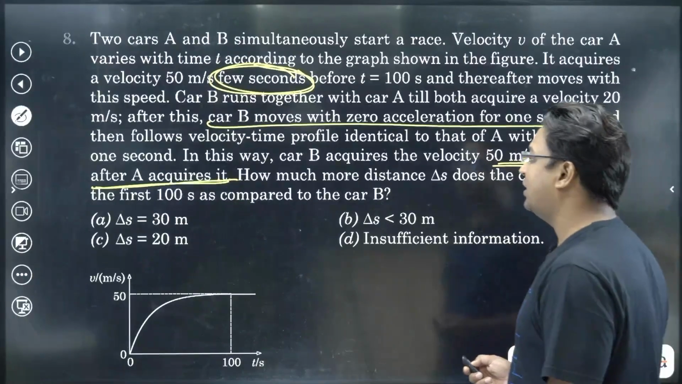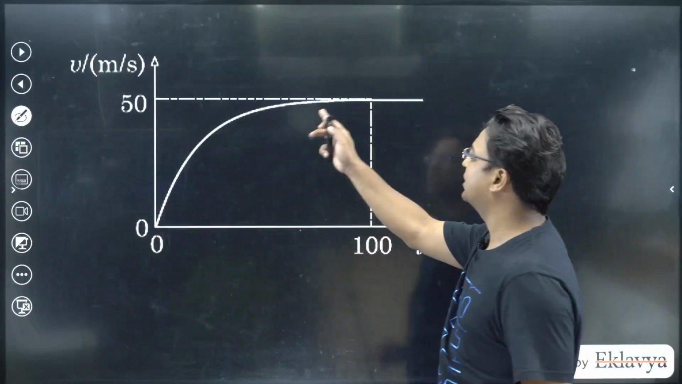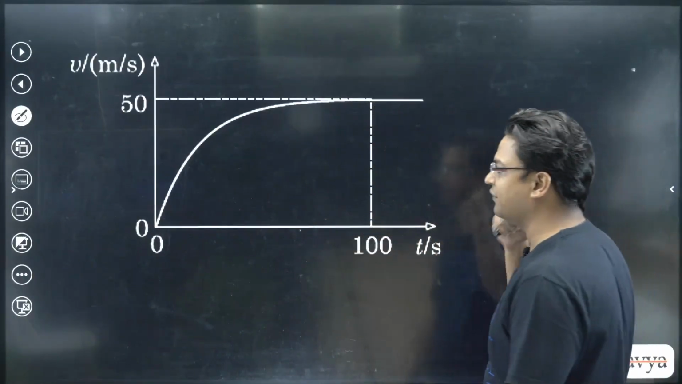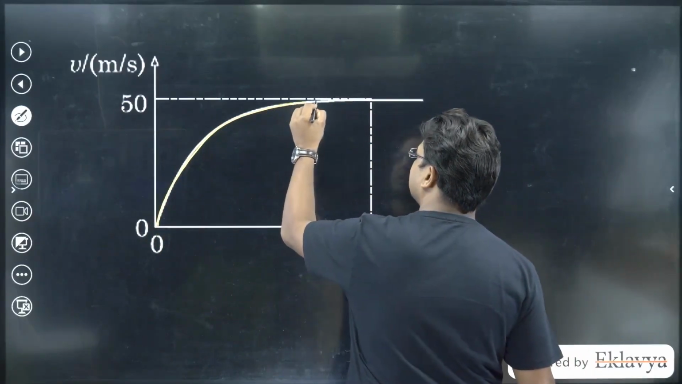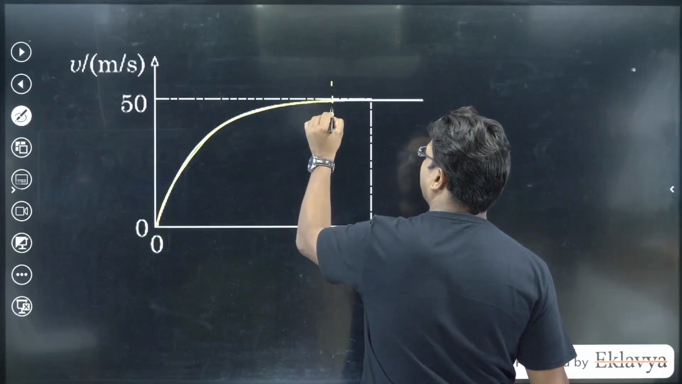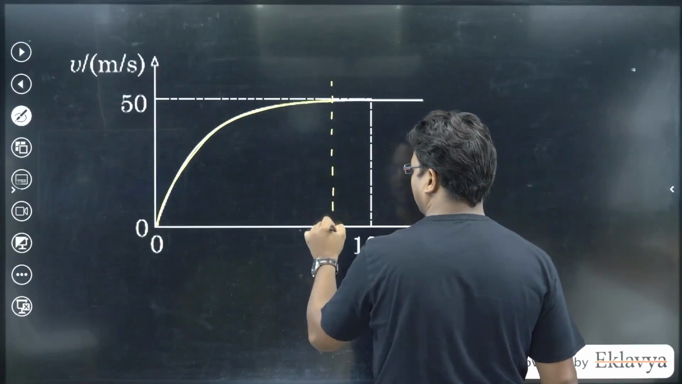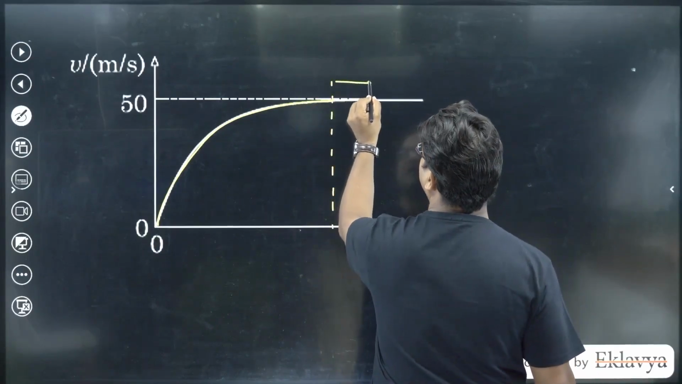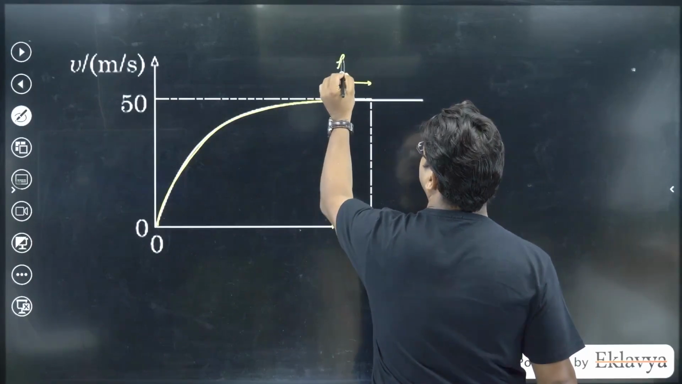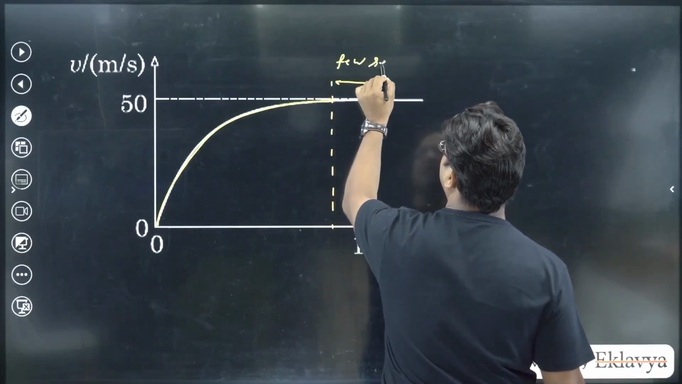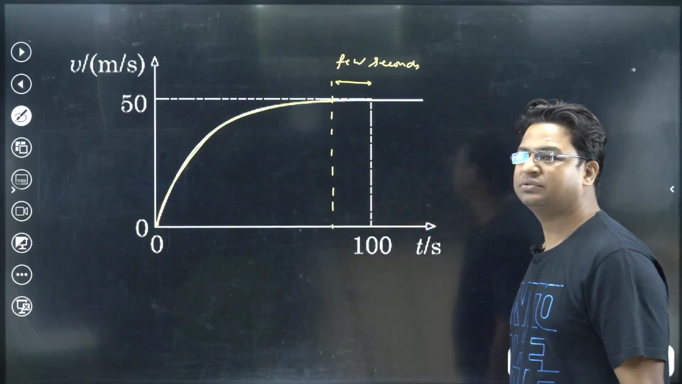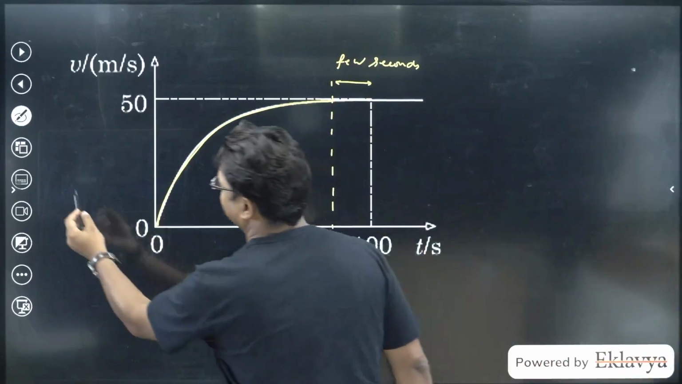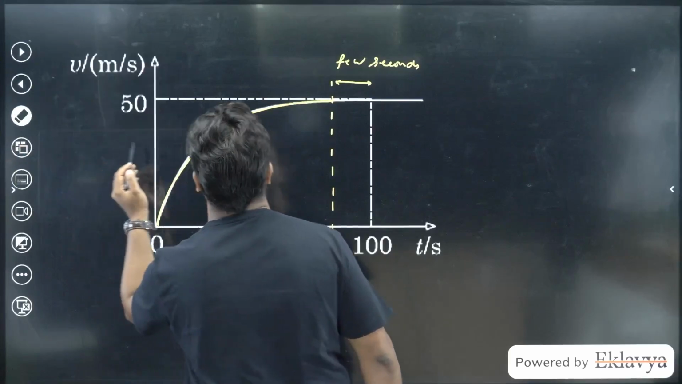So guys, what does the question say? This is the graph of car A. So let me redraw it. It acquires a velocity of 100, so it probably acquires 100 somewhere here. Okay, and then this is a few seconds. So this is a few, that means it is more than one. Okay, very poor handwriting. Let me improve upon that.